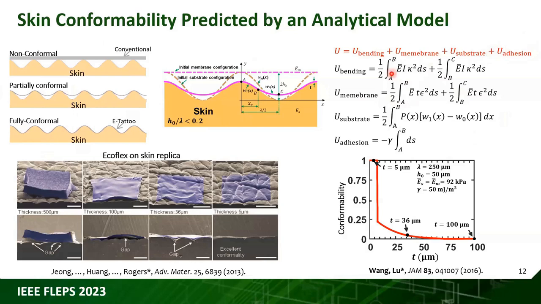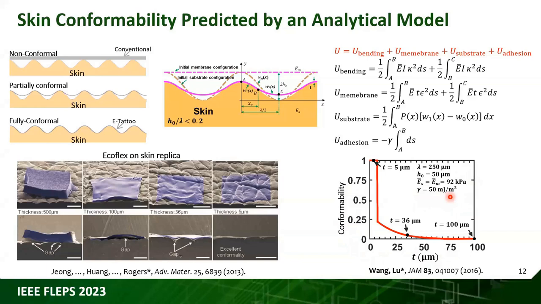And by using this sinusoidal configuration, we can actually have an analytical expression for each of them. And then we can do an analytical energy minimization to find the equilibrium status, and that is given in this result. So by solving this energy problem, we have found the equilibrium condition, which gives us the result of conformability as a function of the film thickness or e-tattoo thickness, given the interfacial adhesion, also a very mild adhesion.